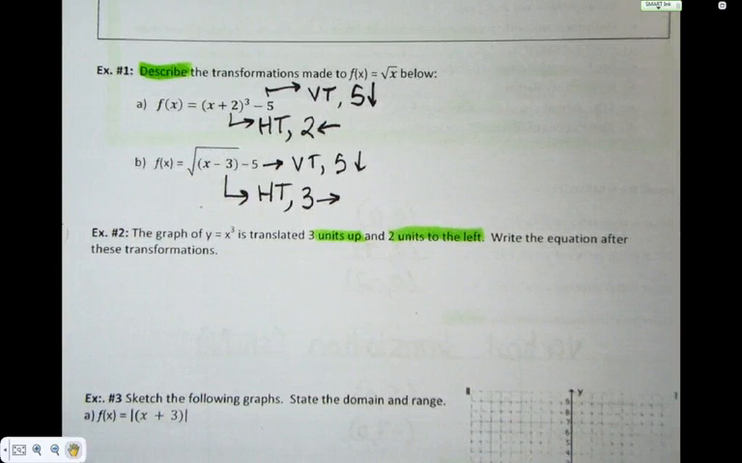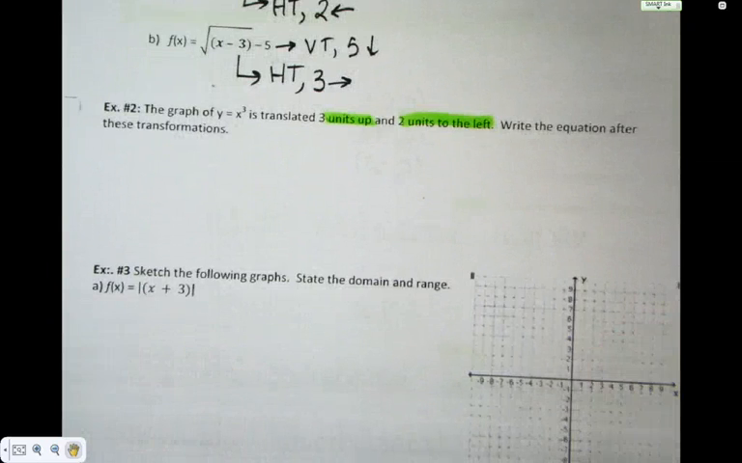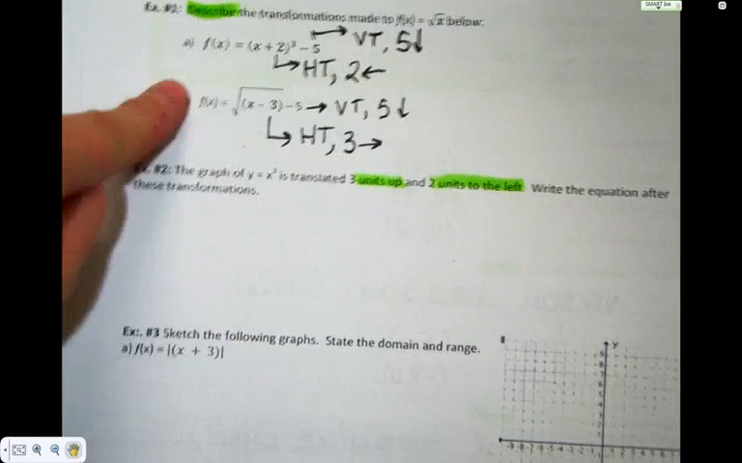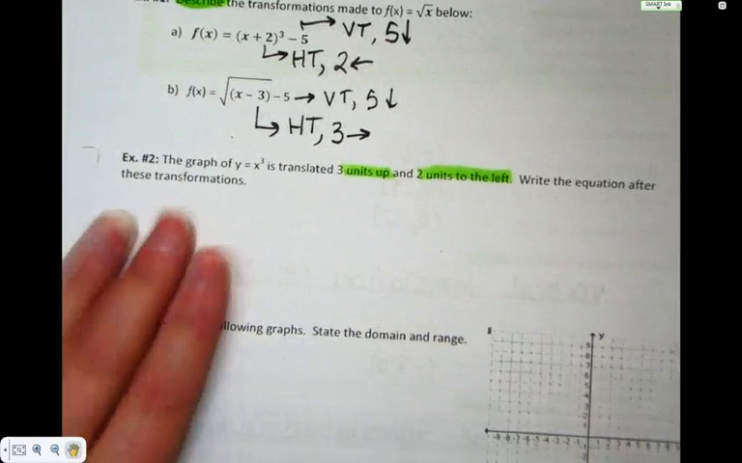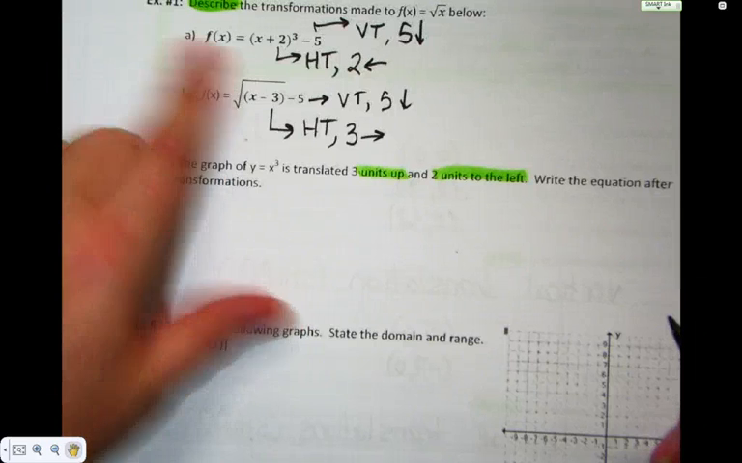How about now we do number 2? Okay, so they've given us the parent graph or the base graph or parent function, y = x cubed. They've told us it was translated 3 units up, 2 units to the left. So what we need to do is make the equation look like this. Oh, Tina, sorry. Yes.